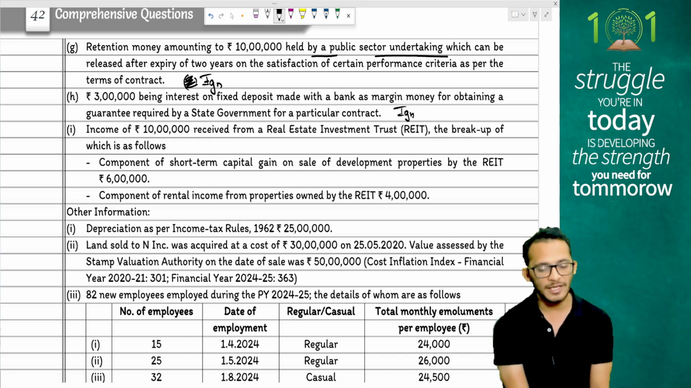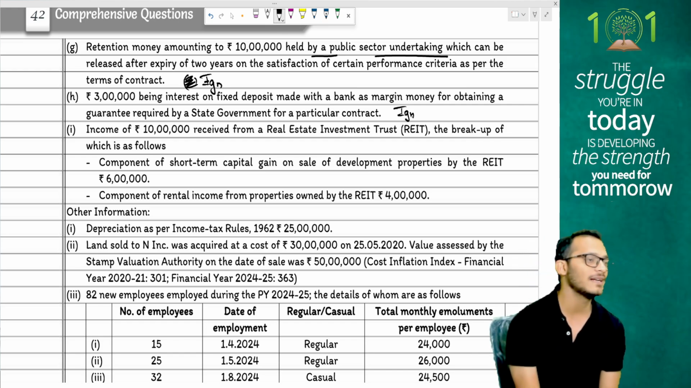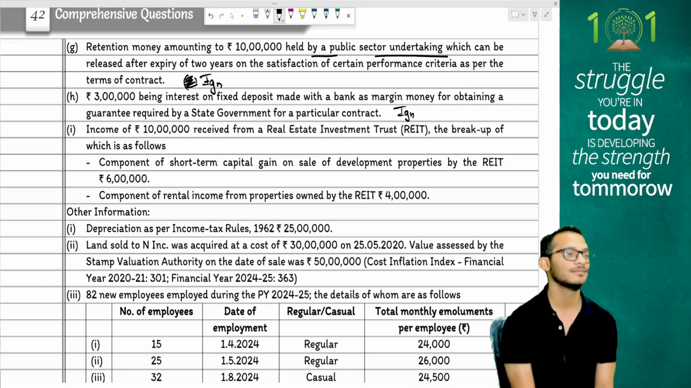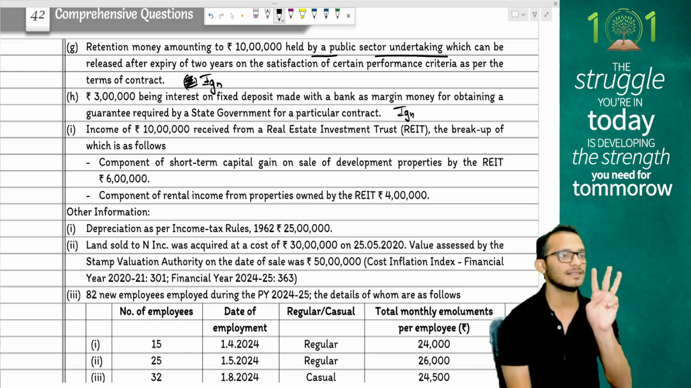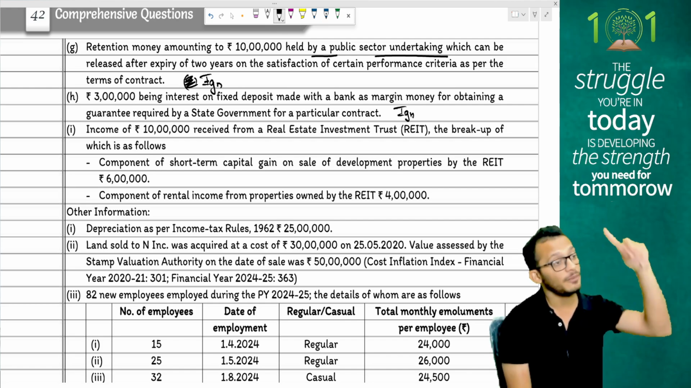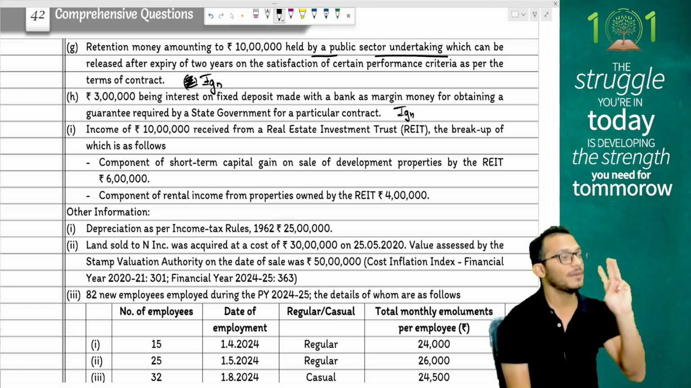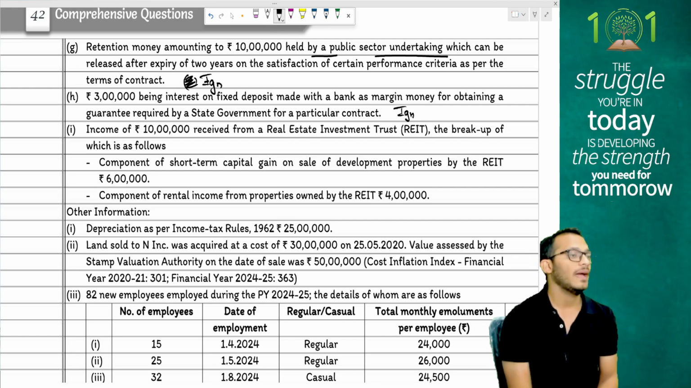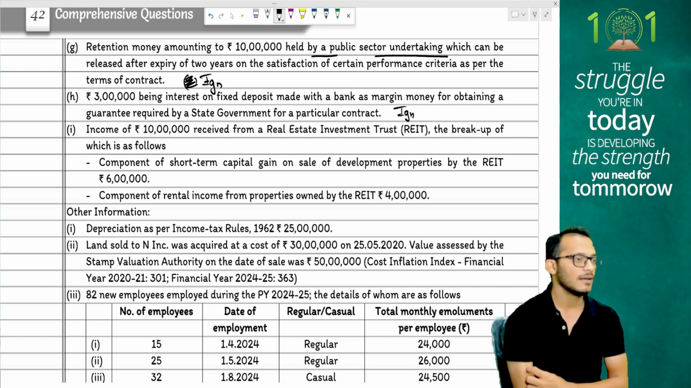Next, income of 10 lakh rupees is received from a real estate investment trust, the breakup of which is given to you. People, REIT provisions, quickly remember. Only 3 incomes are taxable to the investor: rental income, interest from SPV, and dividends from SPV provided SPV is taxed under the concessional regime. Everything else will be taxable in the hands of REIT.